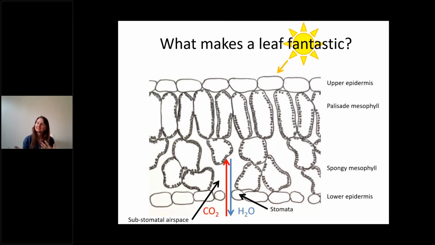The other side of the coin is that a fantastic leaf needs to be really good at light capture if it's going to maximize photosynthesis. Typically these tall palisade cells are where most of the photosynthesis is thought to occur, and the chloroplasts can move around inside those cells to make sure that they're capturing as much sun as possible while minimizing photodamage. So a fantastic leaf needs to be great at catching light and CO2 and trading that off a bit with water loss.